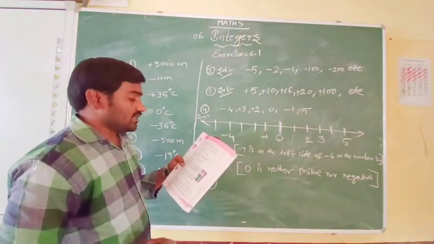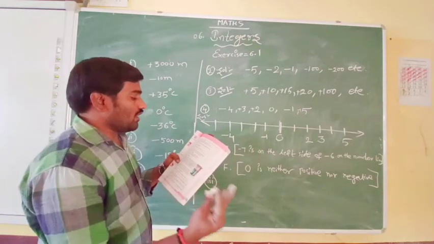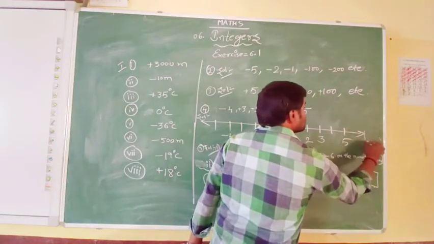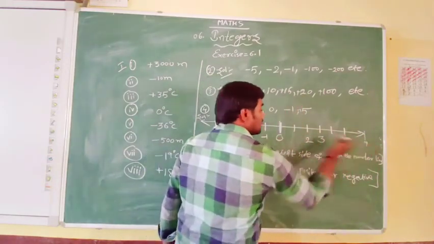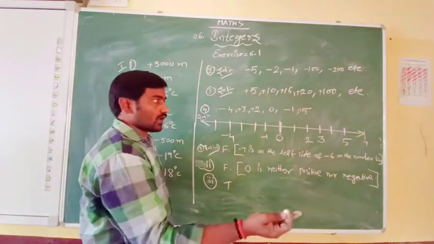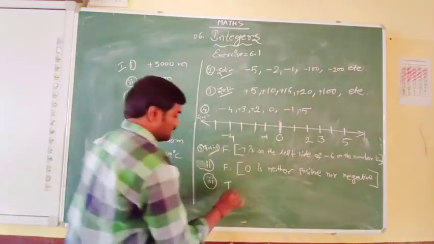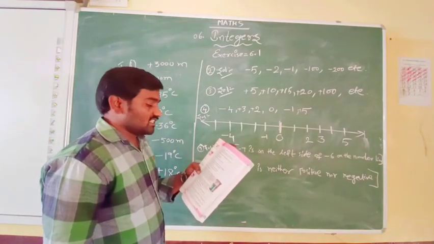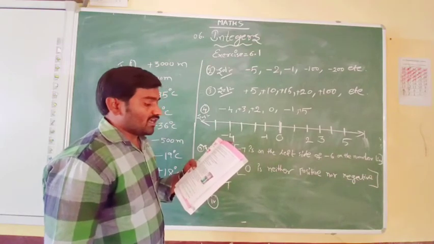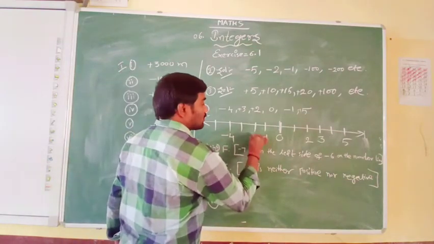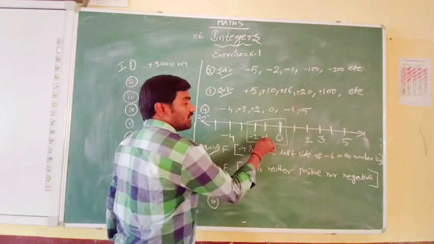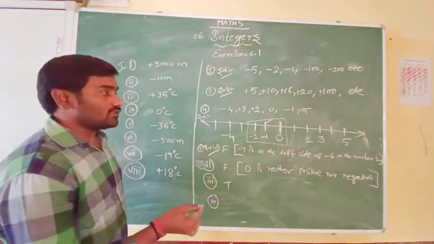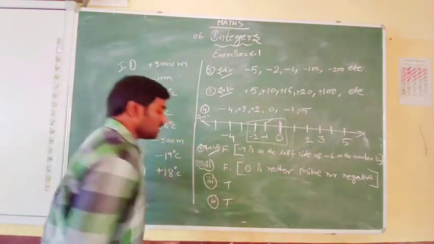Okay. 9 is right side of the 0 on the number line. It is a true statement only. See, suppose here 0. Somewhere here it will come, 9. 9 is right side of the 0. Right only? Yes. Then it is a true statement. Then the fourth one is that minus 1 is an integer which lies between minus 2 and 0. Here it comes minus 2, suppose. Minus 1 lies between minus 2 and 0. Yes, minus 1 is between minus 2 and 0 only. So it is also a true statement.